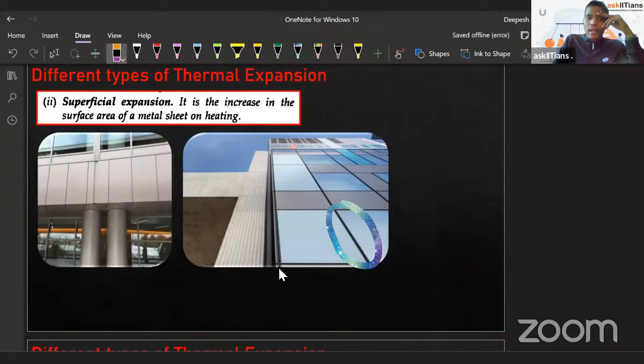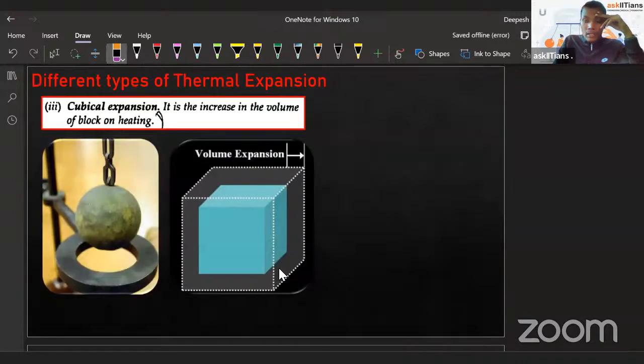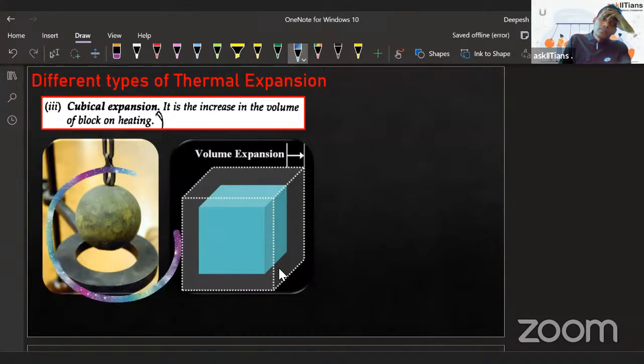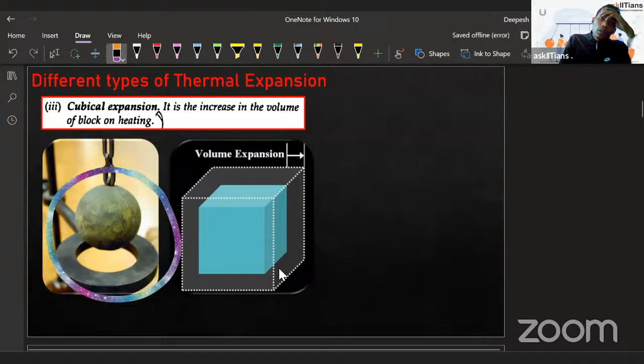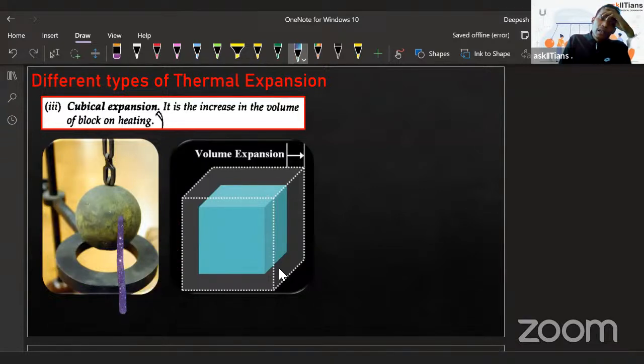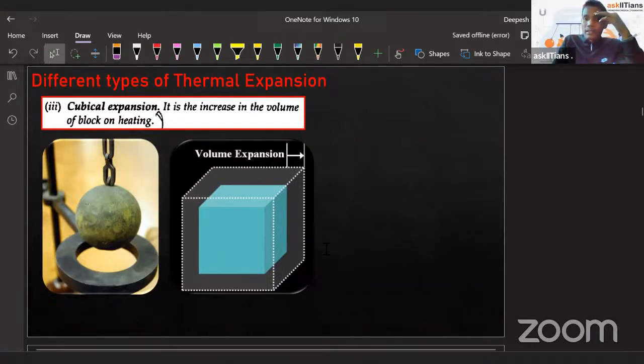Okay. And the last thing is, of course, cubical expansion or volumetric expansion, when the volume of the body increases. This is one of a very good example for that. So this ball very easily passes through this ring, but if you increase temperature, the volume also increases, then it actually gets stuck over here. So this is a very good example of how the volume of a body increases. Okay. So basically by increasing the temperature.